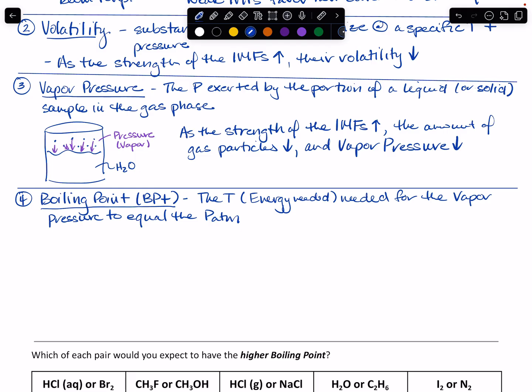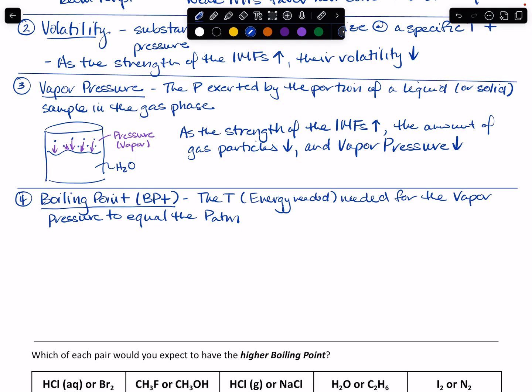Eventually, however, they gain enough energy that the vapor pressure inside those bubbles is at least equal to the atmospheric pressure, which allows them to rise and then pop at the surface. So the energy that you need to put into your sample to allow that to happen is the boiling point. When you add in enough energy so that the bubbles can rise, you have boiling. And so that is your boiling point.